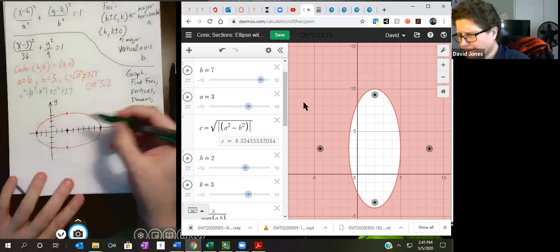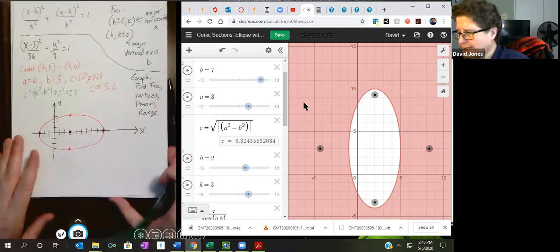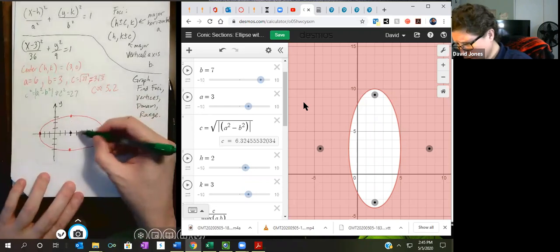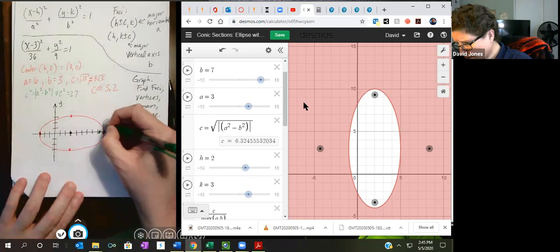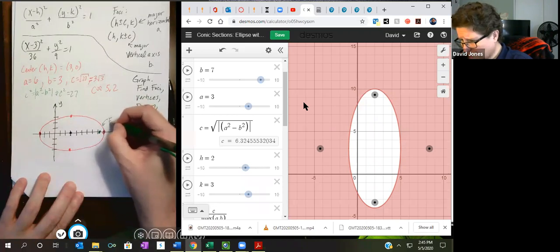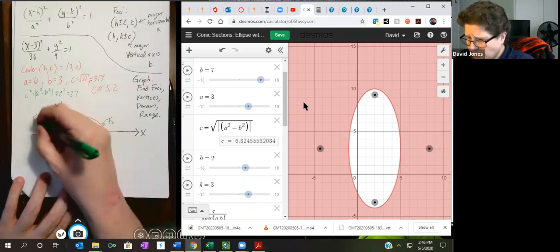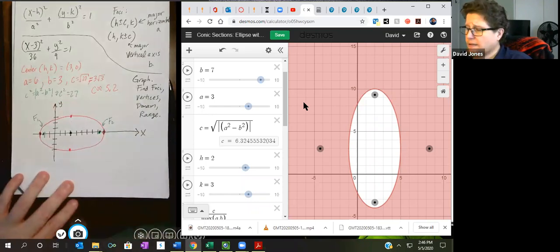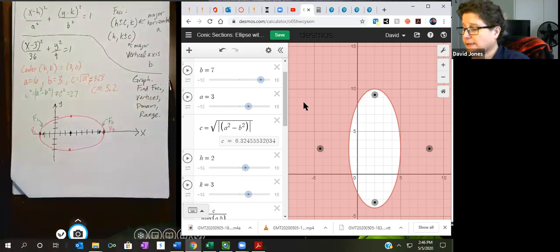My foci are 5.2 away from the center along the major axis. 1, 2, 3, 4, 5, right about here. So there's my F, we'll call it F2. F1's over here. This is V1 and V2, my vertices.